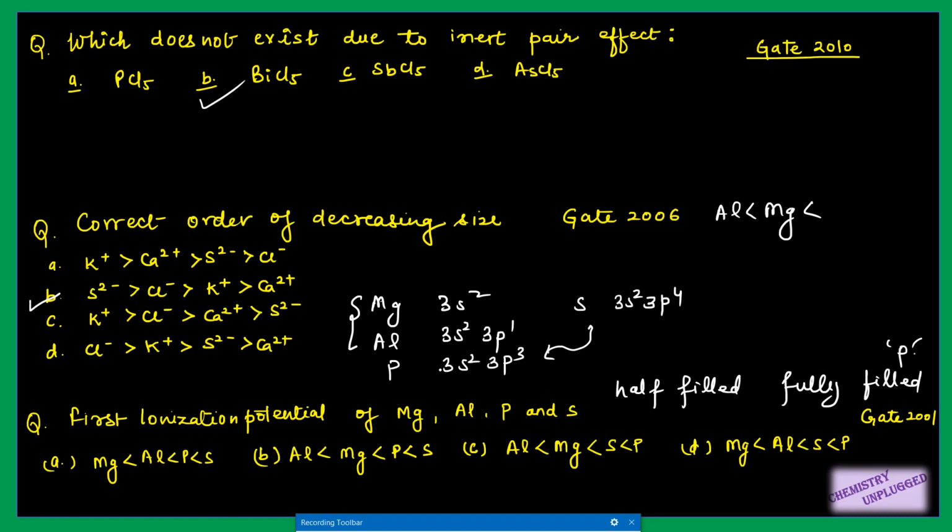Then out of phosphorus and sulfur, phosphorus has a half filled p orbital, while sulfur doesn't, right? So according to the concept, sulfur should have the highest ionization potential because it is present on the right hand side, but because phosphorus has a half filled p orbital, it will have the highest ionization potential. So the answer will be C.